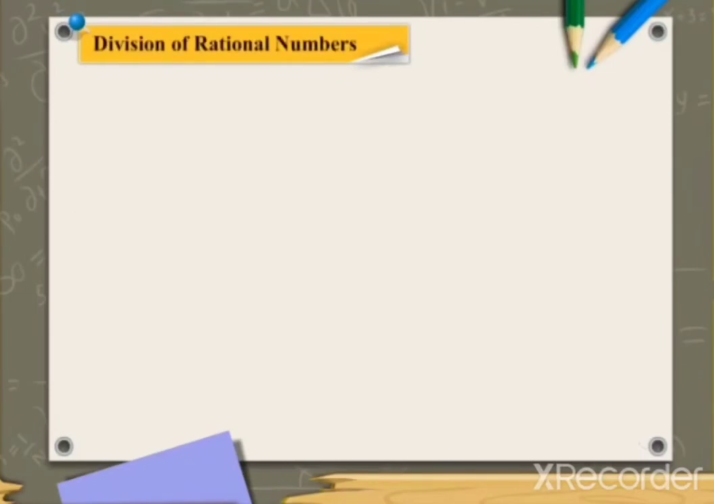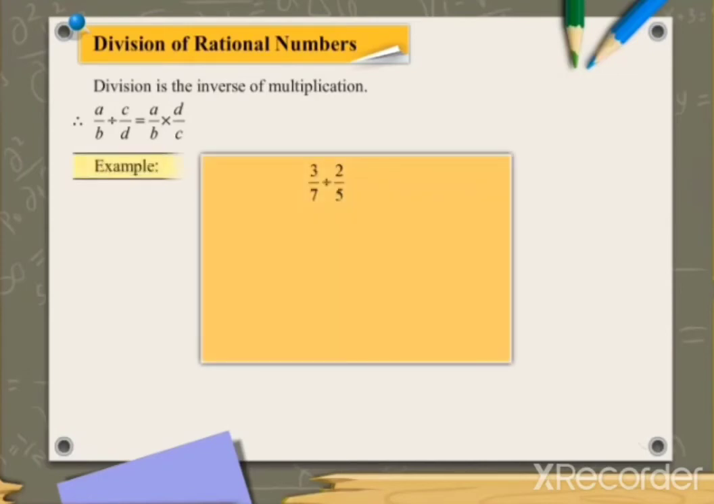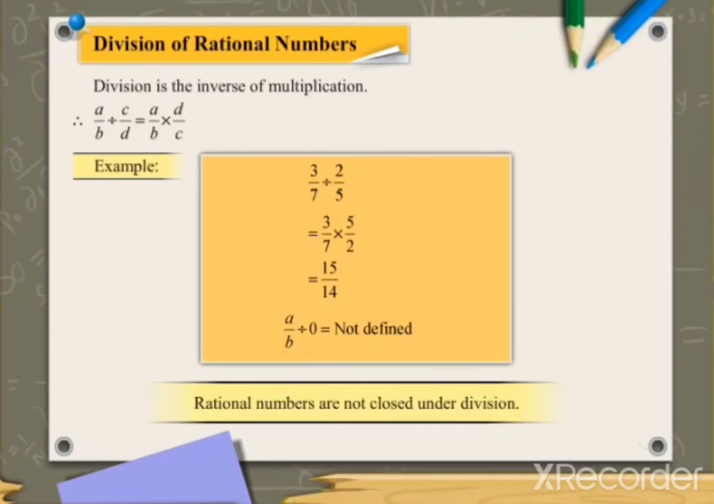Since division is the inverse of multiplication, to divide a rational number a upon b by c upon d, we will multiply a upon b by the multiplicative inverse of c upon d. For example, 3 upon 7 divided by 2 upon 5 is equal to 15 upon 14, which is again a rational number. Also, if we divide a rational number by 0, the quotient is not defined. Therefore, rational numbers are not closed under division.